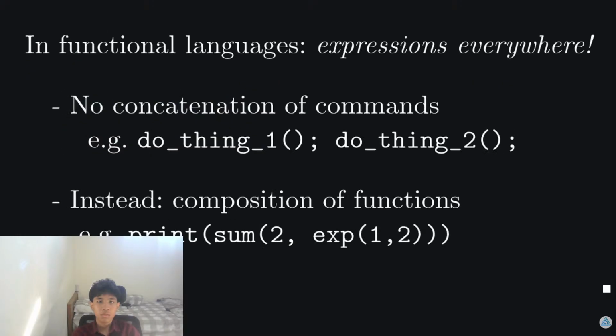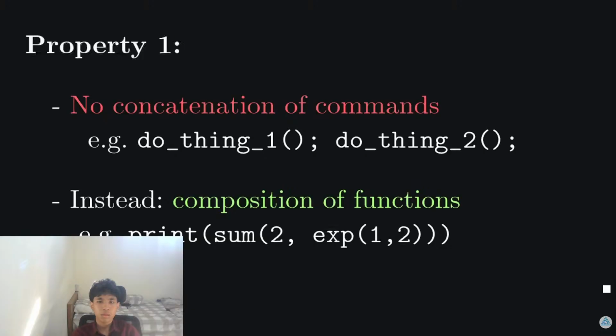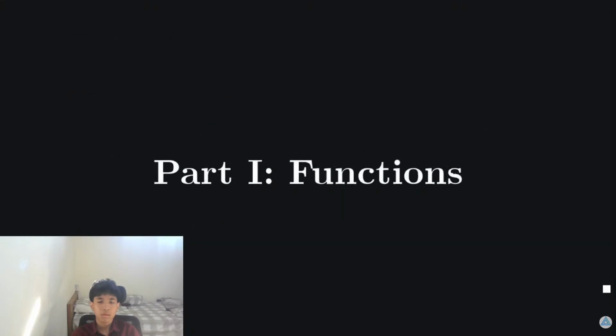One of the things that make functional languages most different from the ones you're probably used to is the fact that the instructions are not commands, but expressions, and a program is not a concatenation of declarations and commands, but a composition of functions. We call this property 1. There's also another big difference, the biggest one probably, and I'll introduce it later in the video.